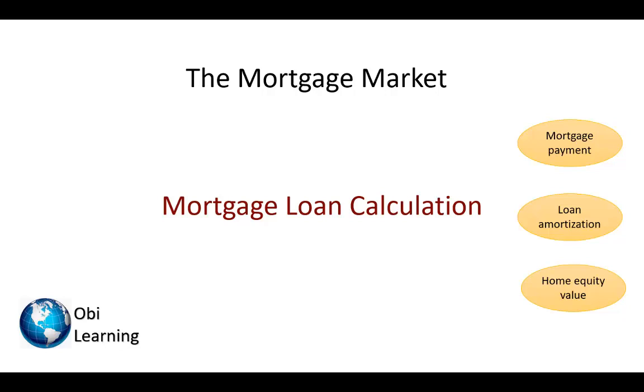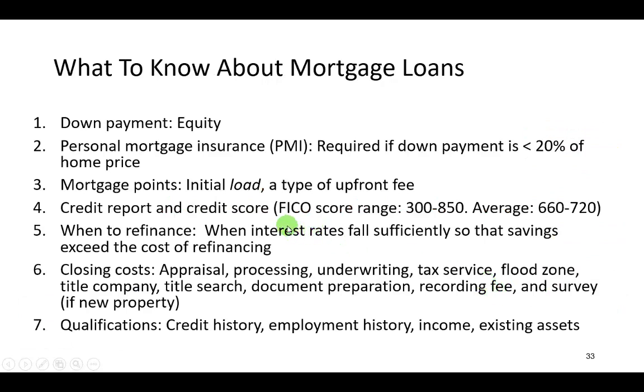Hello, in this video on mortgage loan calculation, I'm going to show the process for determining mortgage payment, loan amortization, and home equity value. But before we go into that, I've summarized right here some of the key things to know about mortgage loans in general, beginning with the down payment, which represents your initial equity in the property. And then also, if your down payment is below 20% of the home price, you're going to be paying personal mortgage insurance. And thirdly, there might be mortgage points, which actually are a type of initial fee that you're going to have to pay to secure the mortgage.